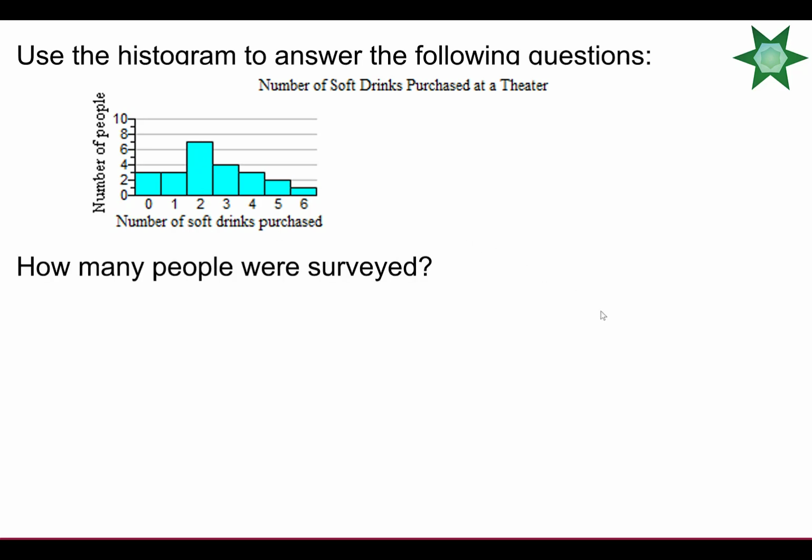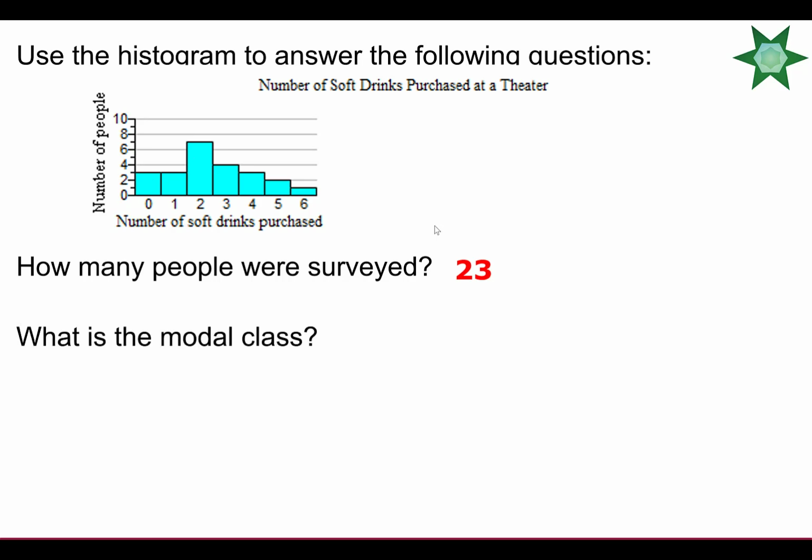How many people were surveyed? Now, to find the total number of people surveyed, you want to look and see how many people were represented in each of the categories. So here we have 3 and 3 is 6, and we said this was a 7, so 7 and 6 is 13. Here we have a 4, 13 and 4 is 17, plus 3 is 20, looks like 22, plus 1 looks like 23 total people. And I did that by looking at the height of each of the bars.